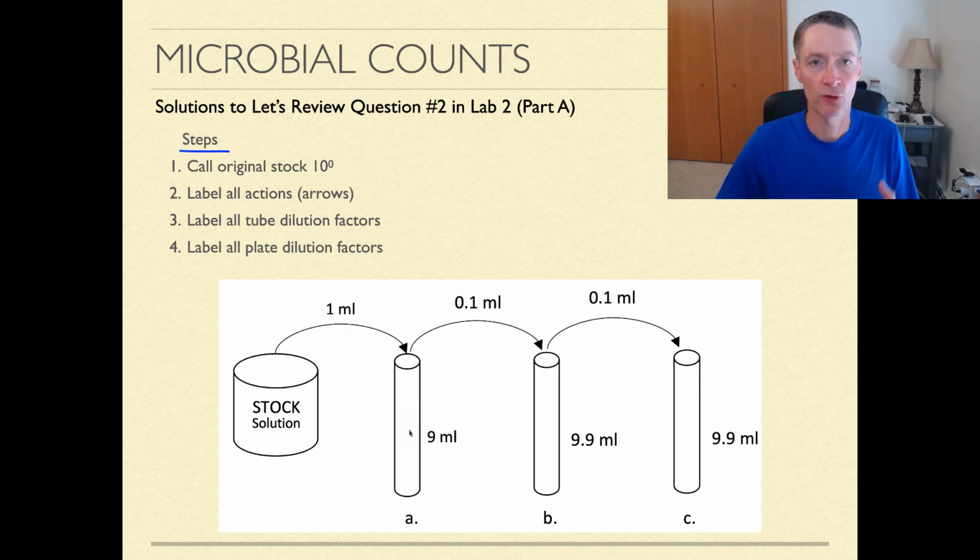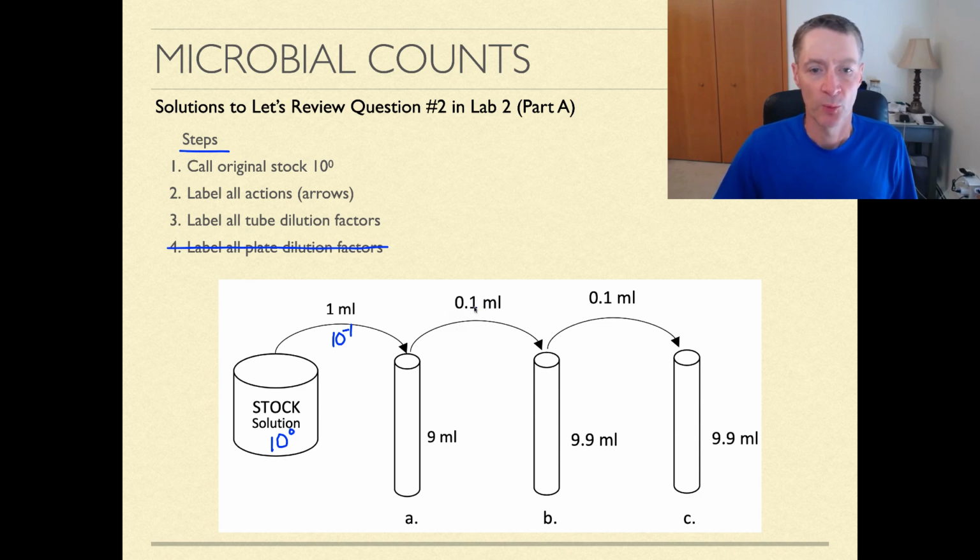They haven't taken us all the way to the plates, so we won't have to do step 4, but we can do all the rest. So stock solution, there it is. I'm going to label it 10 to the 0. I need to label all the actions. I see 3 arrows here, 1 going into 9 milliliters. Well, that's just a 1 to 10 dilution, so we're going to have a 10 to the negative 1 place there.